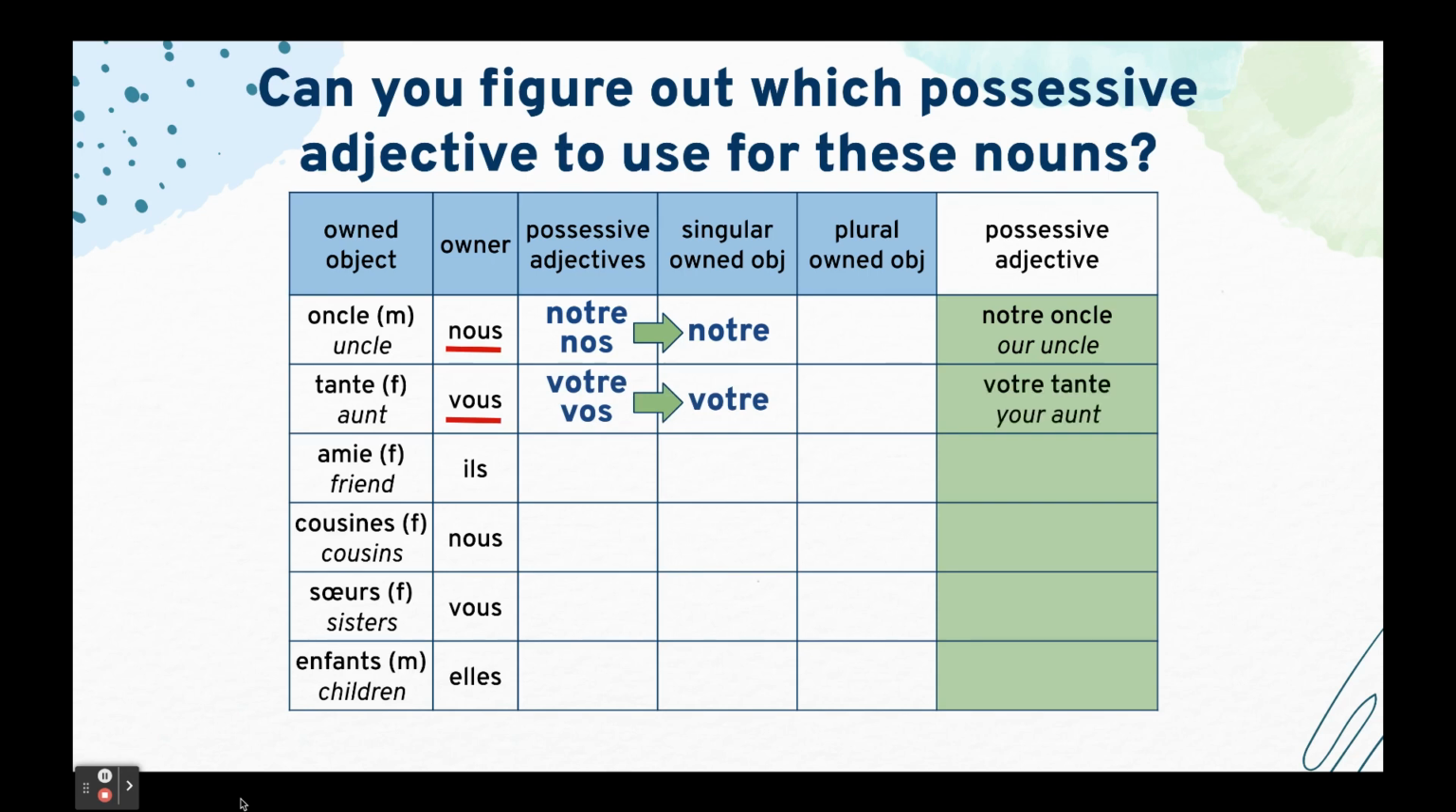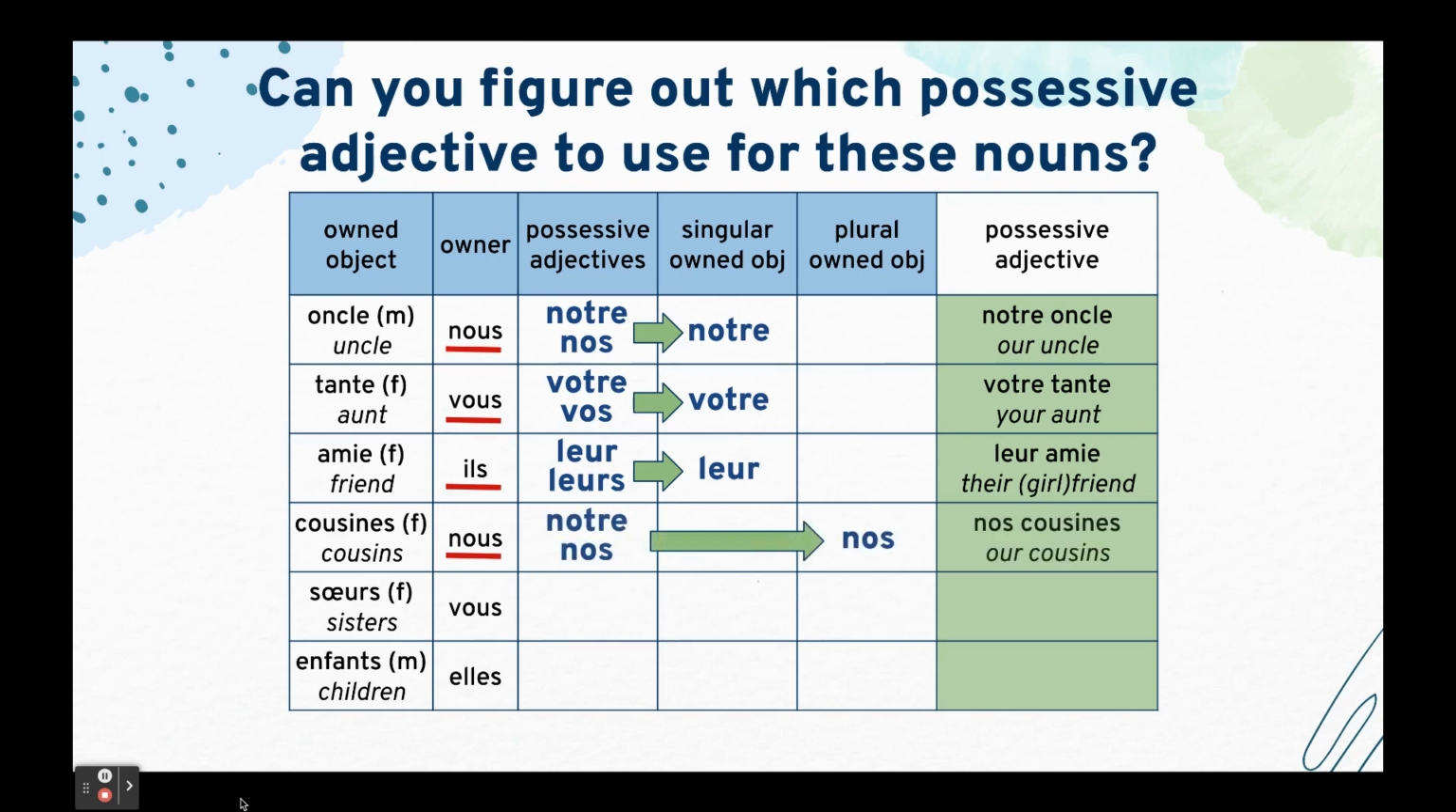And then ami, the owner is ils, as in they. Possessive adjectives we can use are leur and leurs avec an S. So we use leur without an S because it's a singular object. So we have leur ami, their friend or their girlfriend. Cousines is plural, and we have an E there because it's feminine. Who is the owner? Nous, so they are our cousins. Our choices are notre or nos. Because it's plural, we use nos, N-O-S, nos cousines, our cousins.